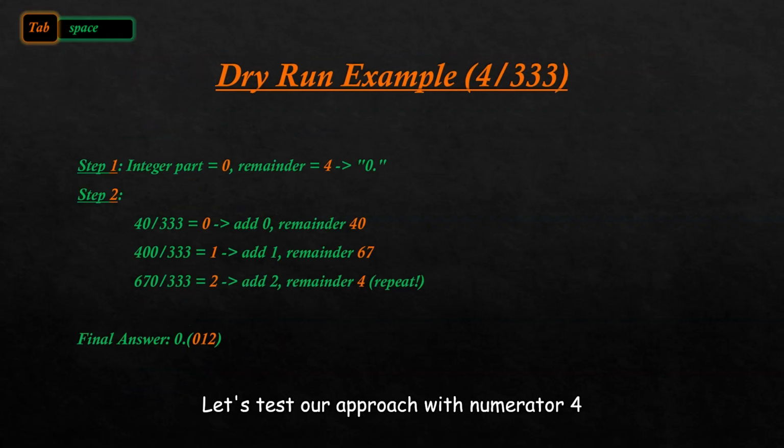Let's test our approach with numerator 4 and denominator 333. Integer division, 4 divided by 333 gives 0 and a remainder of 4, so we start with 0. Multiply remainder by 10, we get 40. Divide by 333 gives us 0 and we append 0. Then we multiply remainder by 10, we get 400, and divide by 333 gives 1. So we append 1. Remainder now is 67.